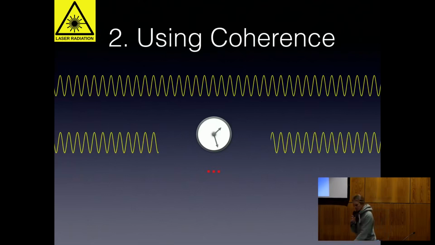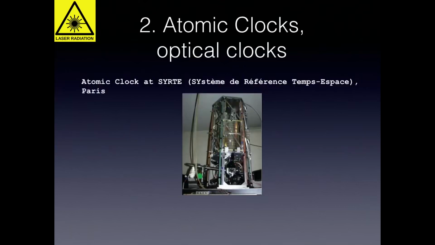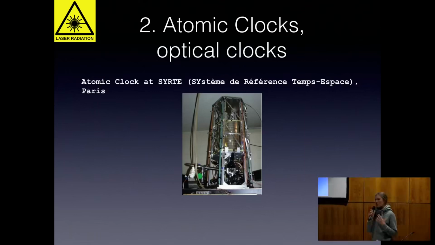And so if you have such a thing, then if you count the number of cycles in 1 second, you have a very accurate measure of frequency. And then conversely, if you have the frequency, then you can define the number of cycles in 1 second. And so we'll see how that property can be used to define time, the time that we are using to define the second. And so this application is called atomic clocks, and the newest advancement in atomic clocks are optical clocks.